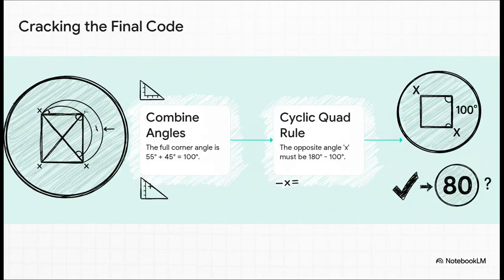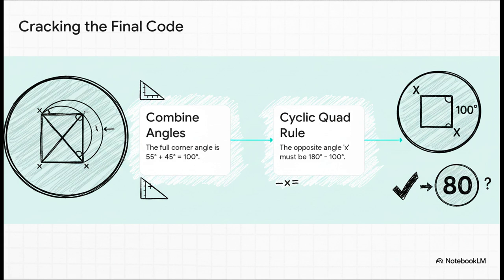All right, let's crack this code together. Step 1, look for a bow tie. That 55-degree angle is subtended by an arc. And look, so is this other little angle right here. Thanks to the bow tie theorem, we know it's also 55 degrees. Okay, now we know the full angle in that top corner is 55 plus 45, which gives us a nice round 100 degrees. And for the final step, the cyclic quadrilateral rule. Angle x is opposite that 100-degree angle, so it's got to be 180 minus 100, and the solution is 80 degrees. See how it all just comes together?